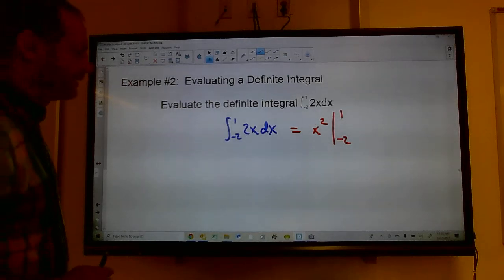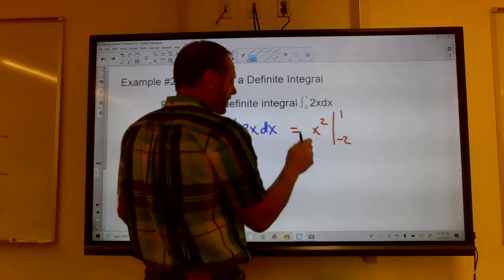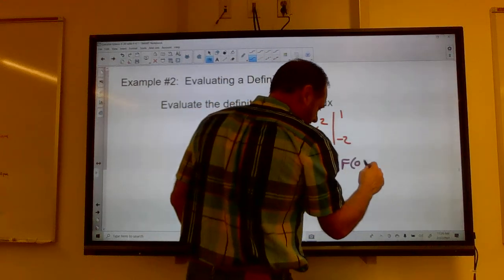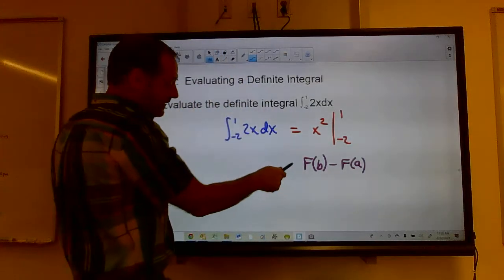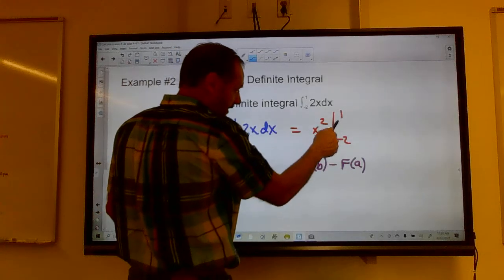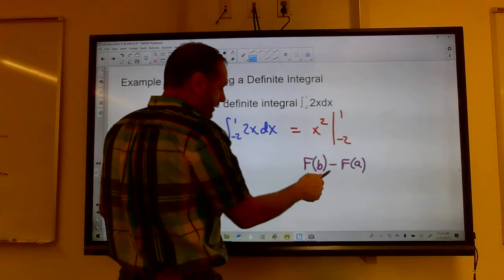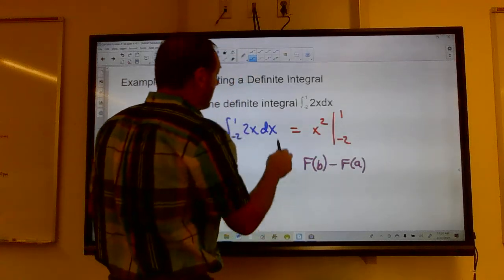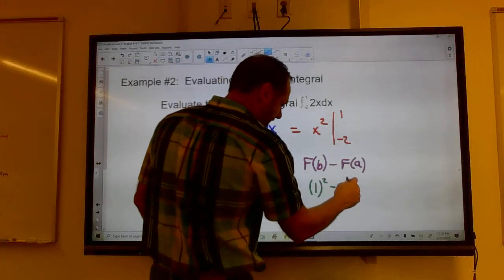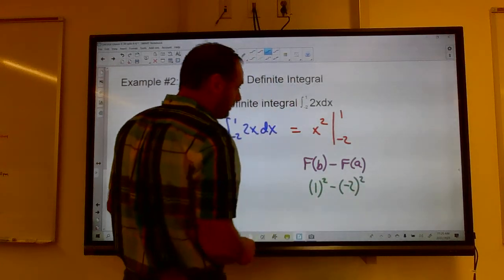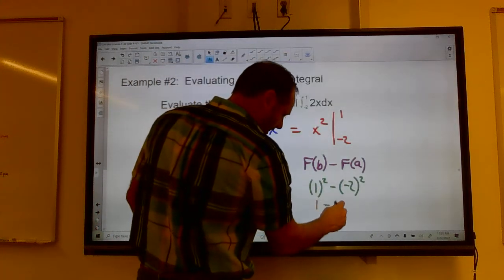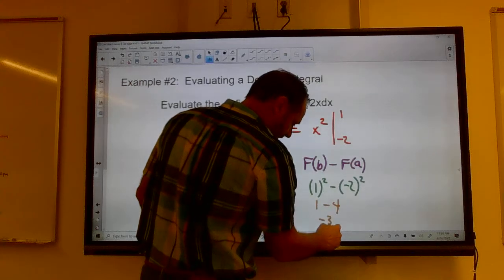Now how do we evaluate it? Here's the way you evaluate it. You take F of b and you subtract F of a. Notice those are capitals. So this is the integral of the function, x squared. This is b, and this is a. We just plug those numbers in and subtract. In this case, this would be 1 squared minus -2 squared, which would be 1 minus 4, which is -3.